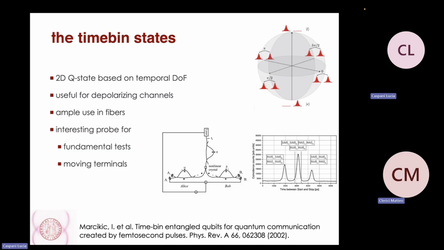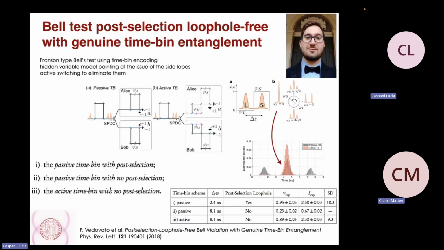Actually, this and many other applications were developed since then. Okay, but it was found to essentially hide a possible loophole, in the sense that the violation of Bell inequalities may be hampered by this post-selection loophole if you are also measuring these side lobes.